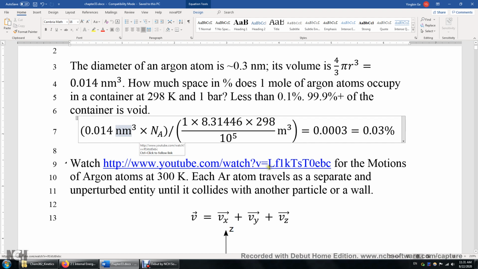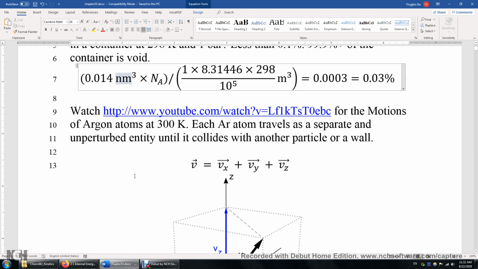You may watch this YouTube video to see the motion of argon atoms at 300 Kelvin. Argon atoms actually move at several hundred meters per second. So in this video, the motion of the argon atoms is slowed down significantly. In this video, you'll see collisions take place between the argon atoms. But overall, these atoms travel as a separate and unperturbed entity until it collides with another particle or with a wall of the container, and then it changes direction.